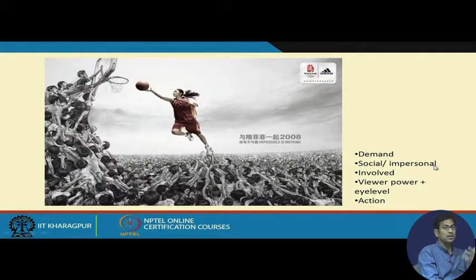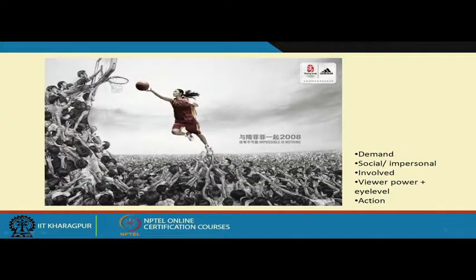This is a social or impersonal perspective of looking at it, of course, because it is talking about the Olympic Games, so it has to be social and impersonal. It brings in a lot of involvement because of the social distance. There is viewer power plus eye level. This is something very interesting, how the subjectivity is brought in here. There is viewer power. Something is at a higher angle and you are looking at the mass from a higher angle, so you are putting the viewer in a position of power.